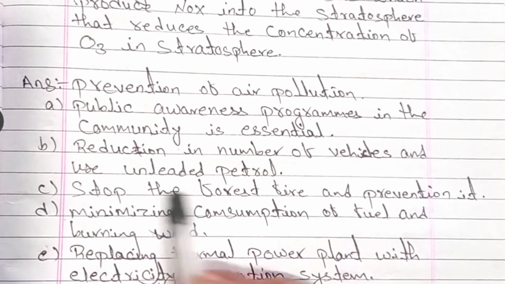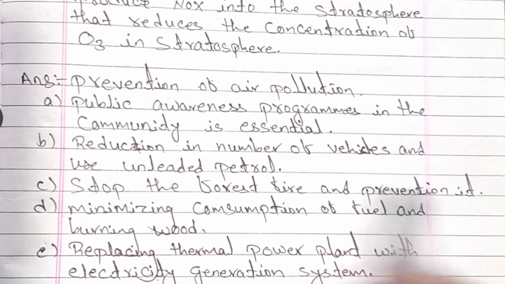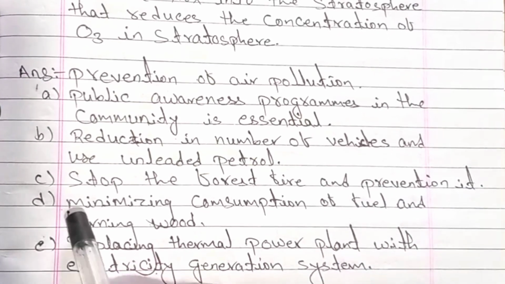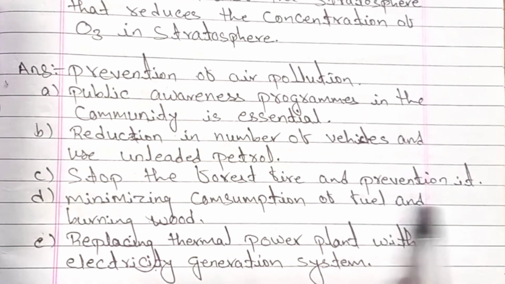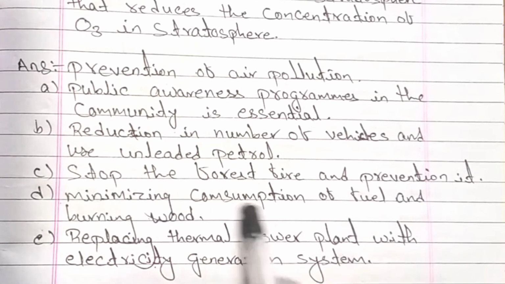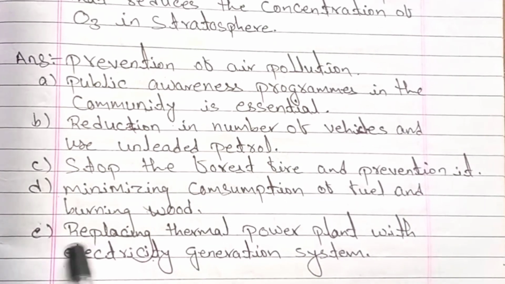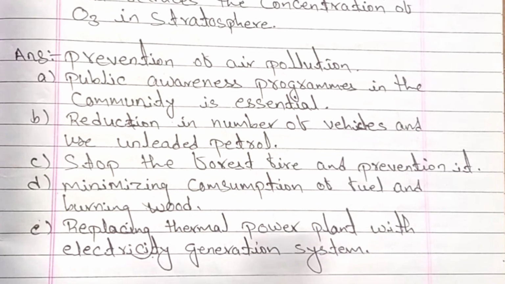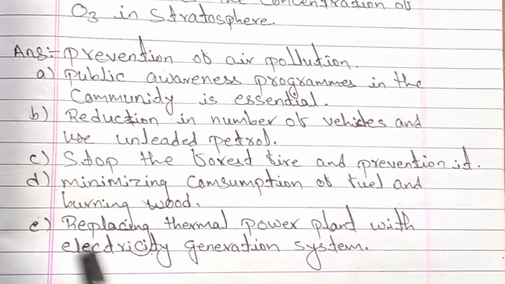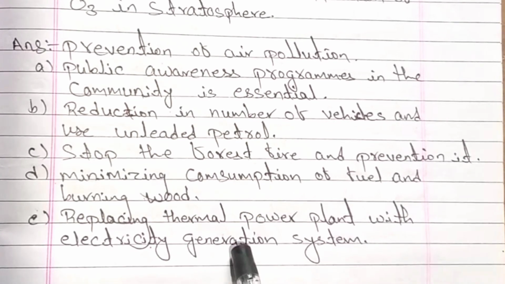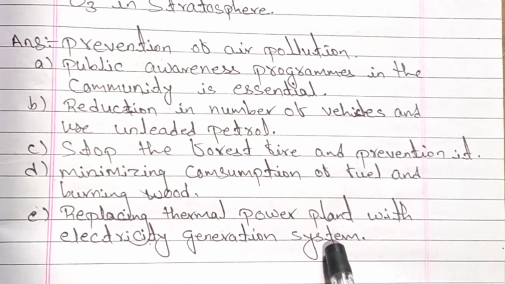Point number C, stop forest fires and prevent them. Point number D, minimizing consumption of fuel and burning wood. Point number E, replacing thermal power plants with other electricity generation systems.